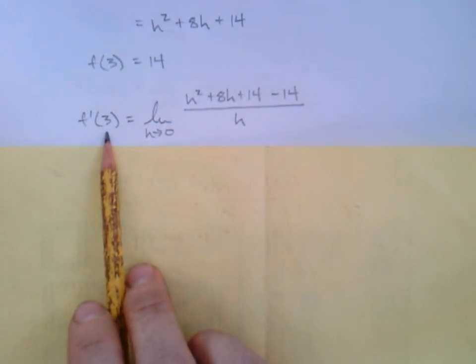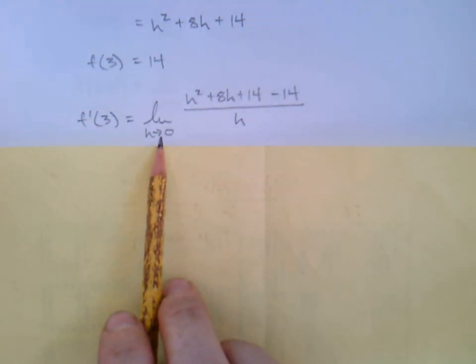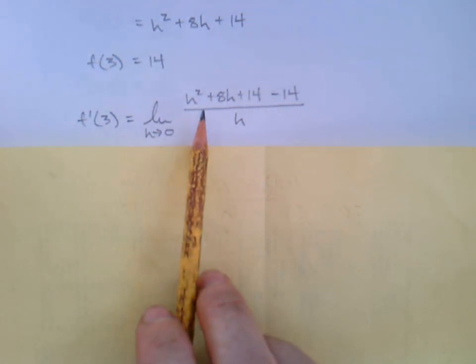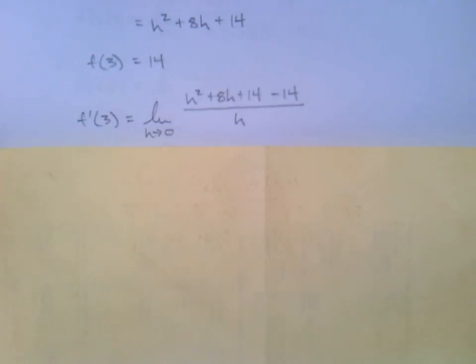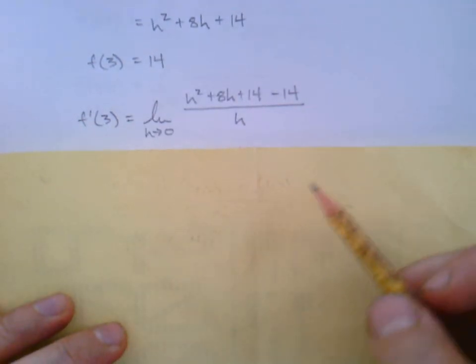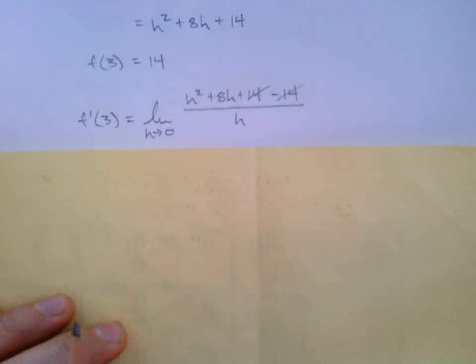F prime 3 equals the limit as h approaches 0, h squared plus 8h plus 14 minus 14, all over h. Okay. And once we get this far, we're really just thinking, are we going to be able to perform this limit? And yeah, this is great. It's so much simpler, at least once we're at this point. Well, because obviously the 14s cancel, leaving just this, we can then factor out an h.